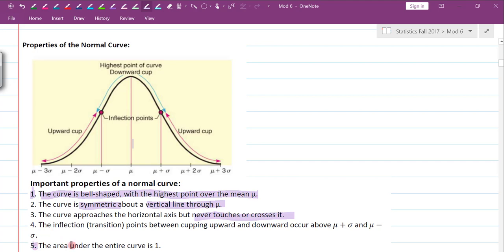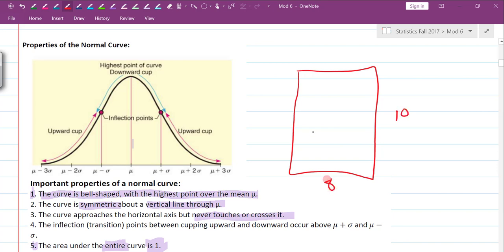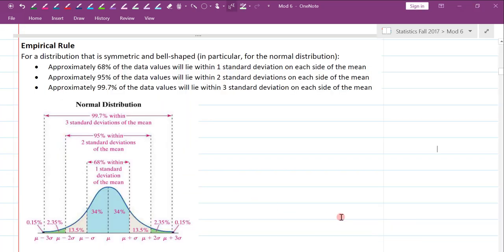And then the area under the entire curve is equal to 1. So the area under this curve right here is equal to 1. And when I say area, that's exactly what I mean. If I had a bedroom that was 10 feet long by 8 feet, and I wanted to know what the area equaled, it would be 10 times 8, which would be 80 square feet. This would be the area in this rectangle. Well, here, the area underneath this curve, the shaded area, equals the value of 1.0.